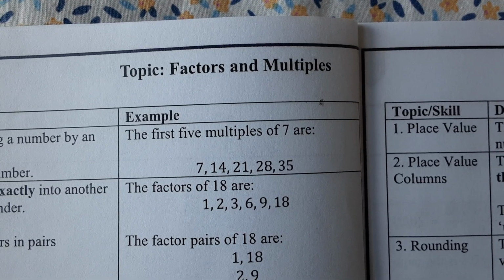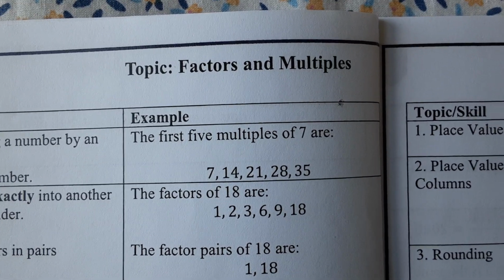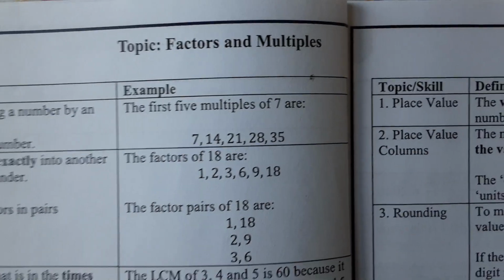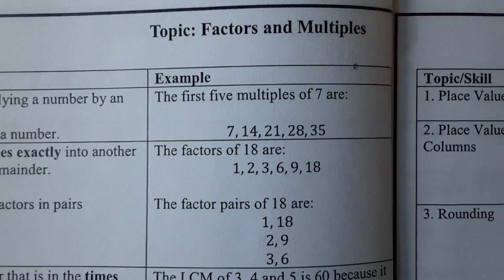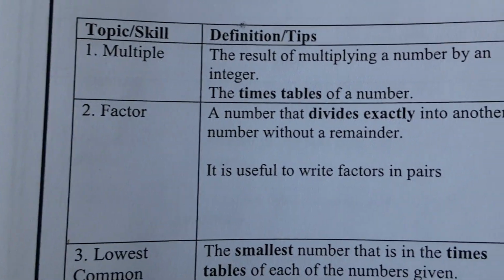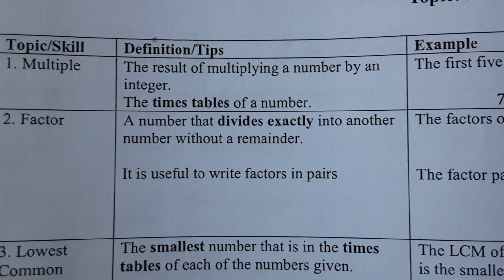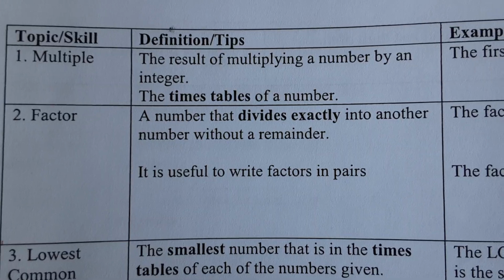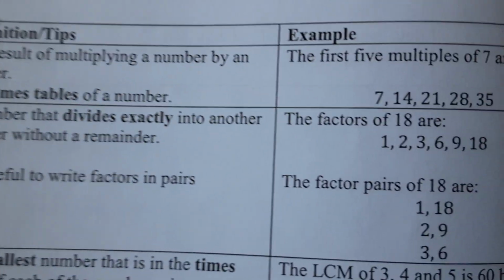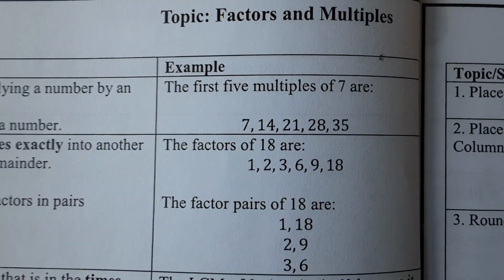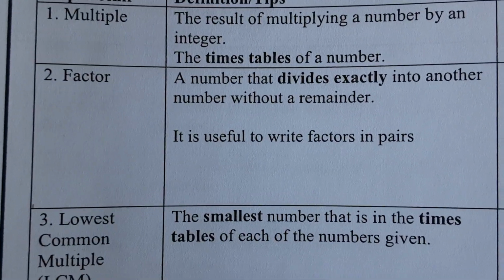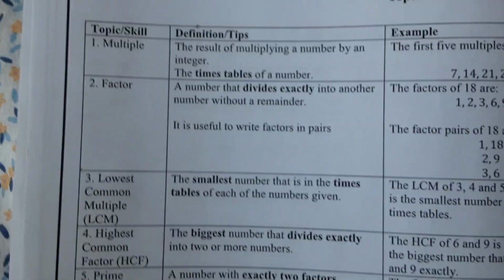So this topic is about factors and multiples. Now this is kind of simple and sometimes a bit not very nice, but once you get the hang of it, you'll find it really easy. So let's get to the understanding point. Our first one is multiple. It means the result of multiplying a number by an integer. It's basically the times table of a number. For example, the first 5 multiples of 7 are 7, 14, 21, 28, 35. That's pretty easy to start.